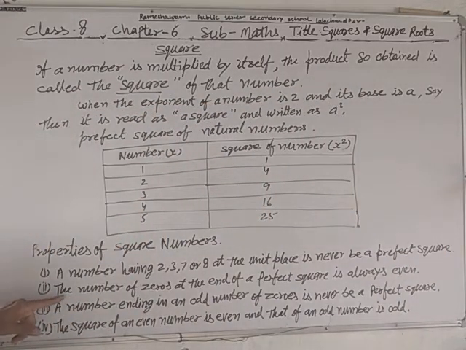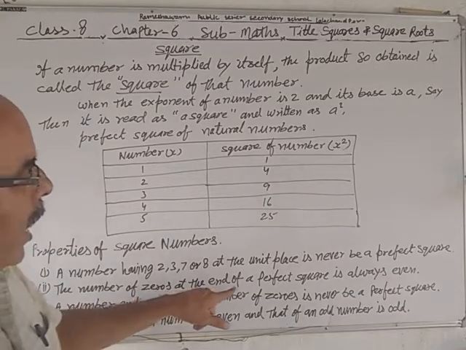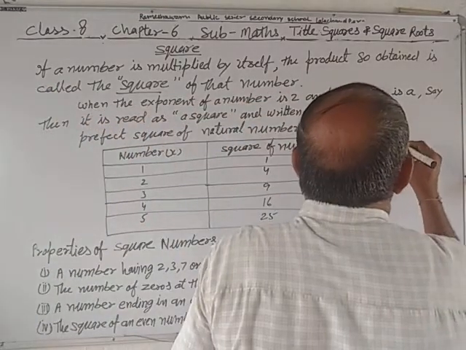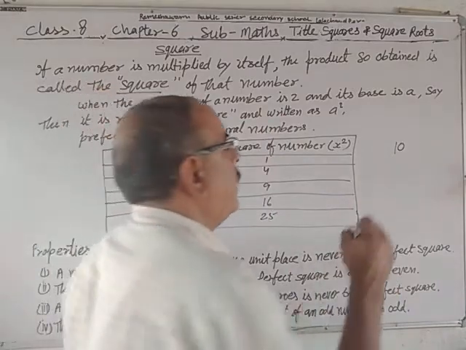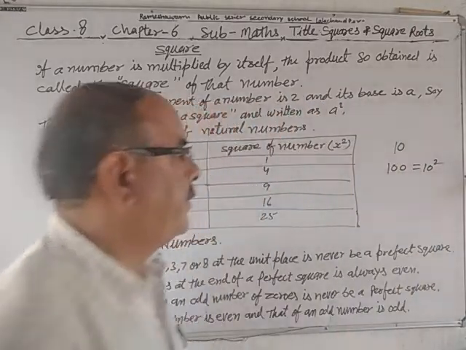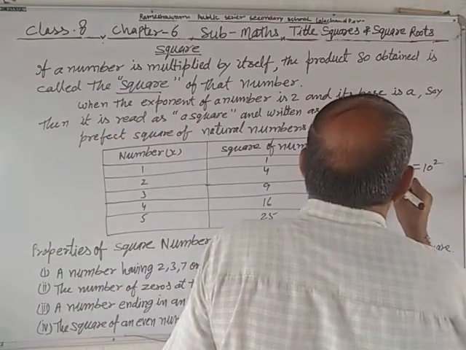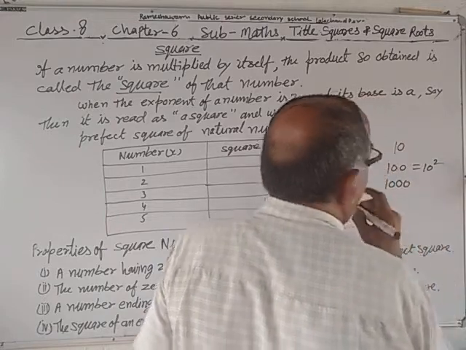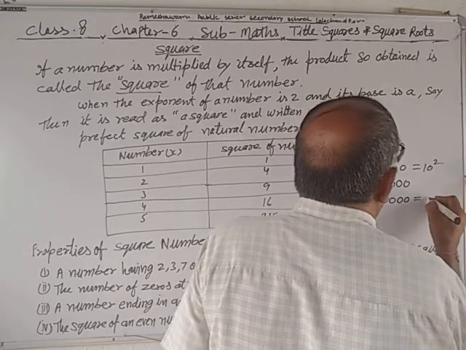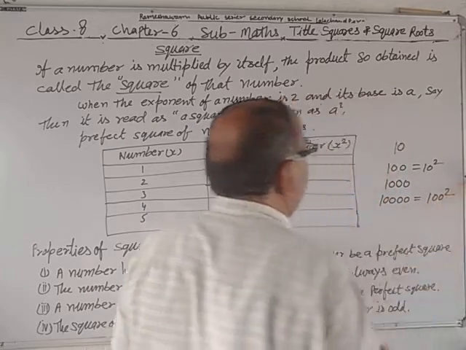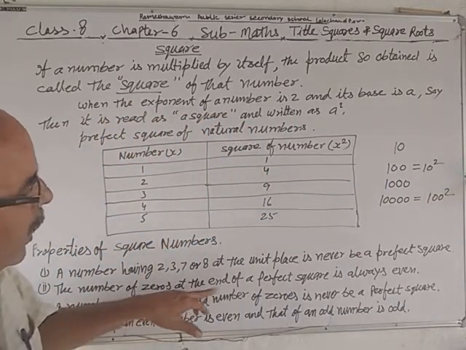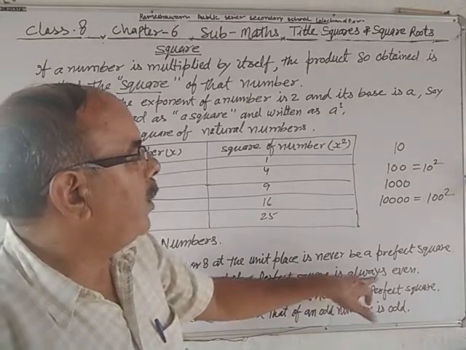The second property is that the number of zeros at the end of a perfect square is always even. It means 10 is not a perfect square, but 100 is a perfect square of 10. 1000 is not a square, but 10,000 is the square of 100.